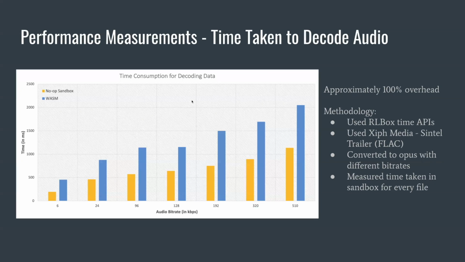The next thing we're trying to do is the time taken to decode the audio. Luckily, RLBox has support for this, and we're just using that. The decoding performance is tested on the Syntel sequence in the SIF-aux media test suite, which Shravan used in his RLBox paper. To measure the performance on this, we first converted the original file to outputs with different bit rates and measured the time taken in the sandbox for each file. And we saw approximately 100% overhead, which is consistent for all bit rates.